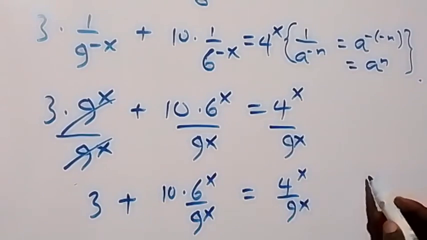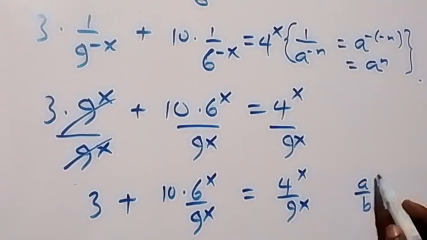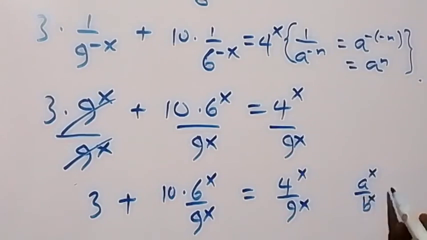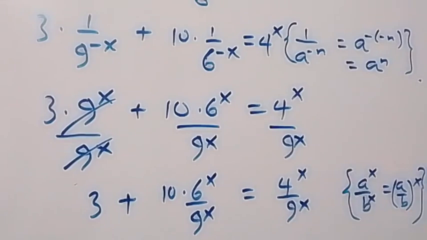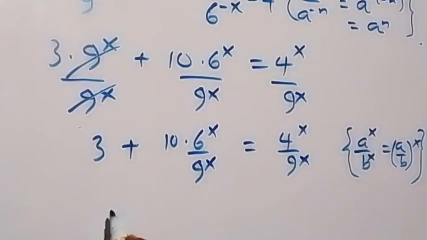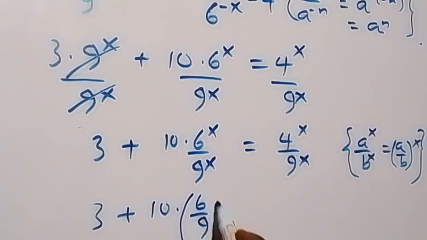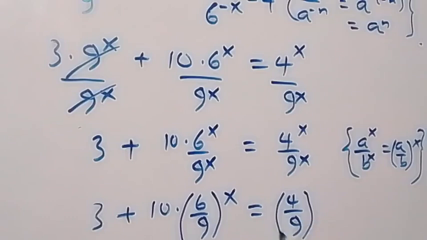And when we apply the law of indices, when we have a raised to power x over b raised to power x, we can write it as a over b all raised to power x. So from here we can write this as 3 plus 10 times 6 over 9 all raised to power x, equals 4 over 9 all raised to power x.